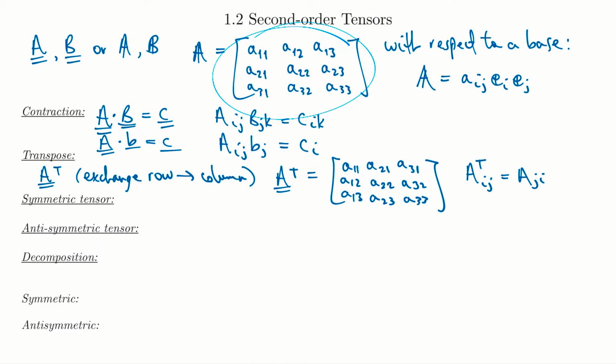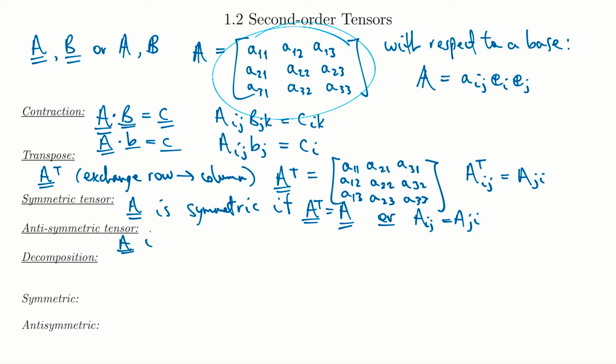Okay, now we're going to look at what we mean when we say we have a symmetric tensor. So A is symmetric if the transpose is equal to the original tensor, or in our index notation, we would say if A_ij equals A_ji, then that's symmetric. An antisymmetric tensor: A is antisymmetric if the transpose is actually equal to the negative of the original tensor, or in index notation, if we say A_ij equals negative A_ji.